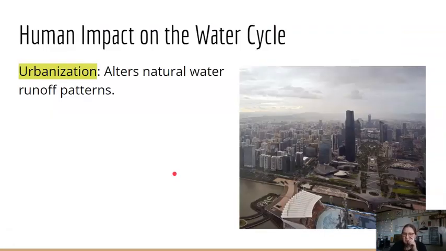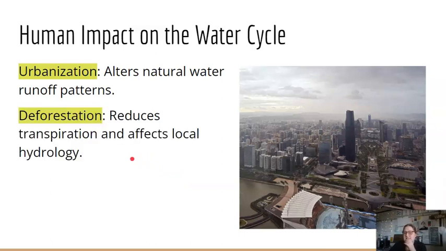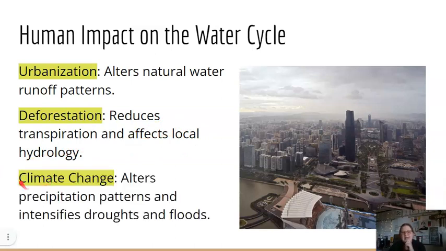For human impact on the water cycle, the first is going to be urbanization. Urbanization is us developing, creating cities, suburbs, urban areas, whatever it may be. We are changing the landscape. So we are going to alter the natural water runoff patterns because now there's cement there instead of natural land. And then also deforestation. Remember that transpiration is where plants are releasing water through their leaves. If we don't have those trees releasing that water through their leaves, we're having less water available in the atmosphere, and it's going to affect local hydrology, so affecting the local weather, how much rain there may or may not be. And then climate change.